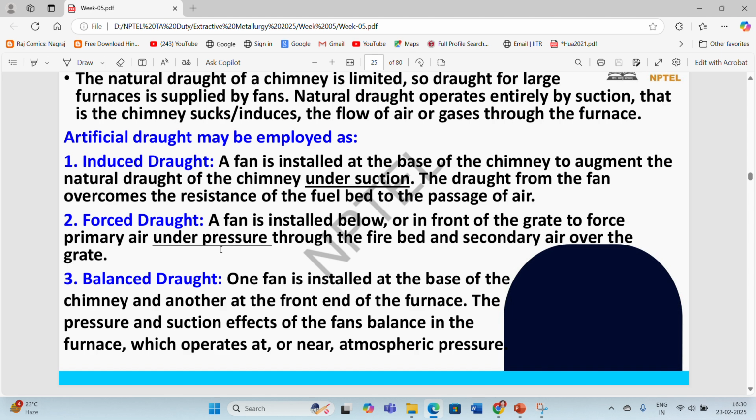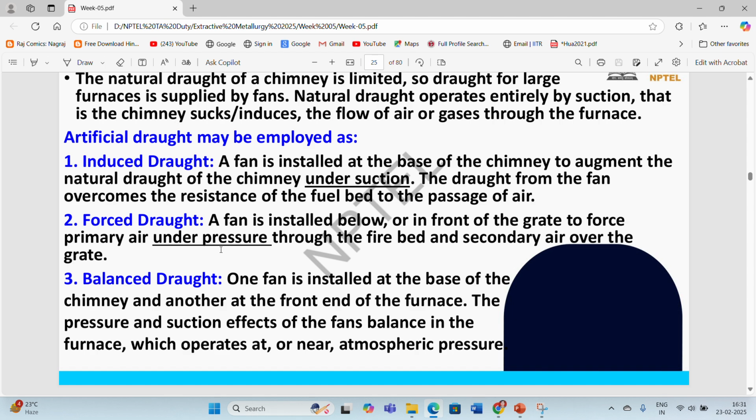Then there is forced draught. In this type of process, a fan is installed below or in front of the grate to force primary air under pressure through the firebed and secondary air over the grate. So, with the help of primary air, we are trying to provide the proper air requirement for the combustion of the fuel. And with the help of the secondary air, which we are going to provide over the grate, we are trying to push the exhaust gases outside the system.